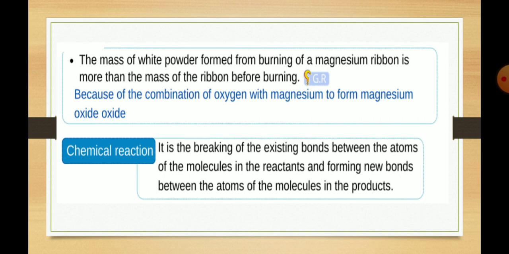So we have here one question. Give reason: The mass of white powder formed from burning of magnesium ribbon is more than the mass of ribbon before burning, because of the combination of oxygen with magnesium to form magnesium oxide.